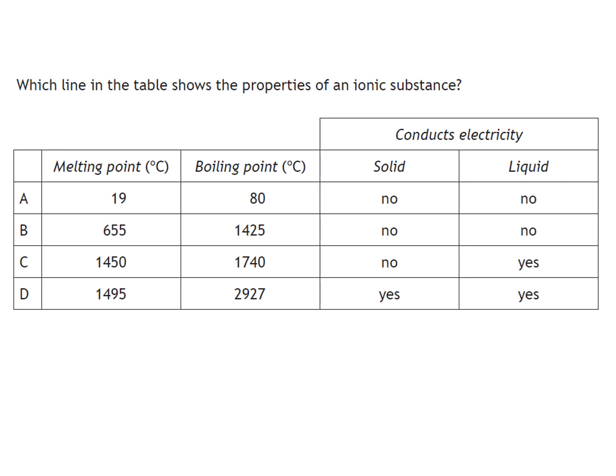So I'd like you now to complete pages 46 to 48, and then after that we have some past paper questions to go through. Okay, so we showed this right at the beginning of the lesson. So which line in the table shows the properties of an ionic substance? Think back to last lesson and today's lesson, pause the video and have a go at the answer.